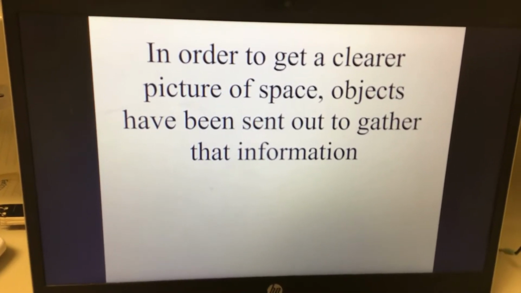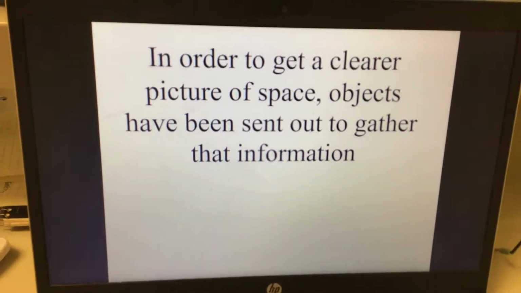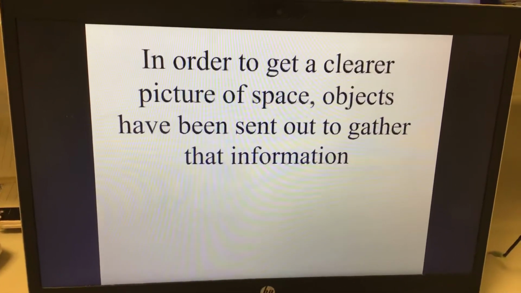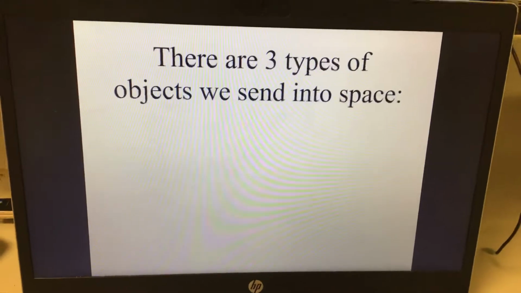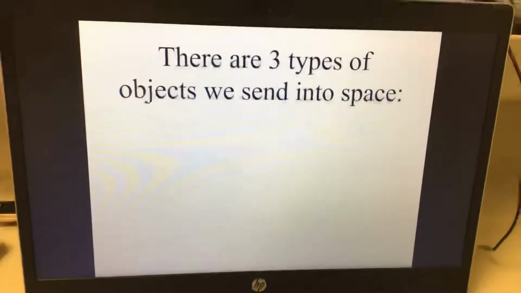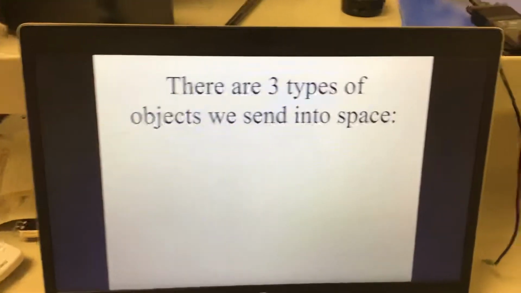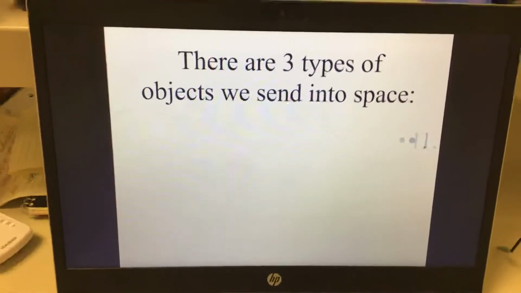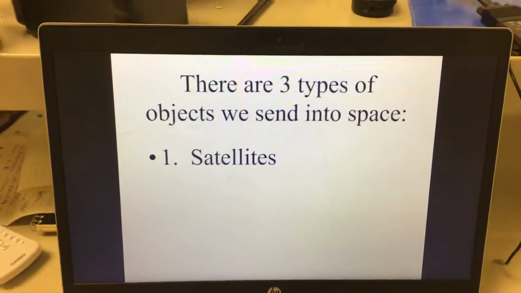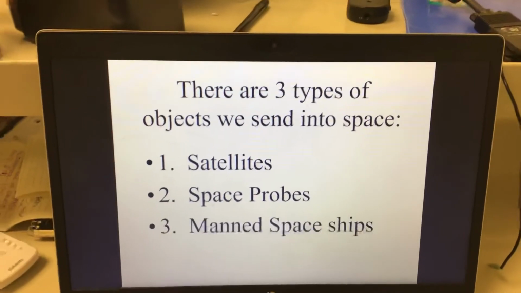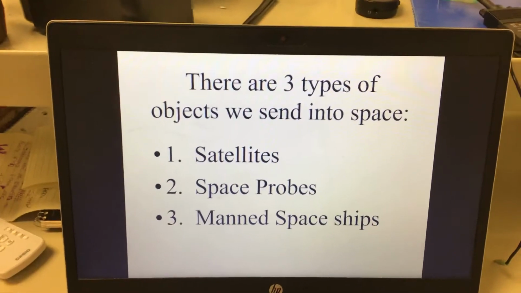In order to get a clearer picture of space, we're going to send objects out into space to get information. I would like you to write this down. There are three types of objects that we send into space, and you don't need to write these down yet. But satellites, actually, why don't you? Satellites, space probes, and manned spaceships.